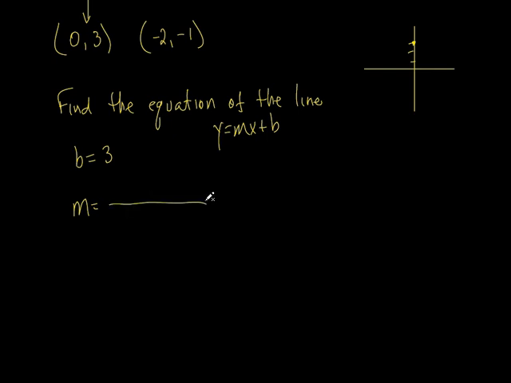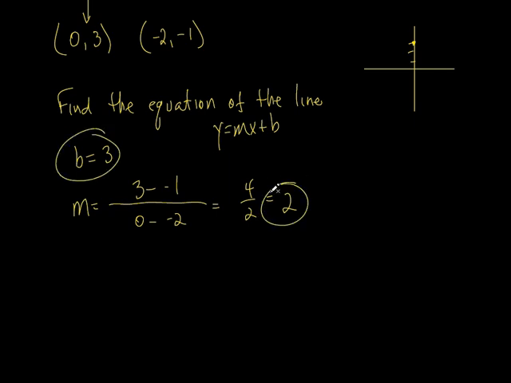So the slope is the change in y over the change in x. So subtract the y's from each other. So it's 3 minus negative 1. Subtract the x's from each other. That's 0 minus negative 2. That's 4 over 2 equals 2. So the slope is 2. So look, I needed 2 things, didn't I? I needed the y-intercept and I needed the slope. Now I can put it all together into my little equation. So how do I write this then? Y equals what?